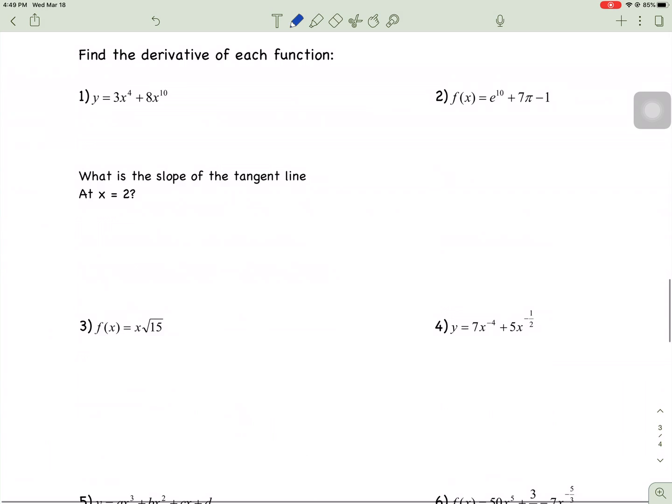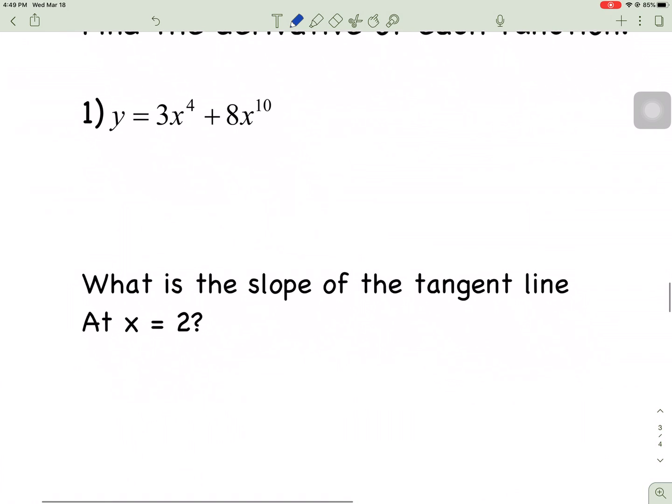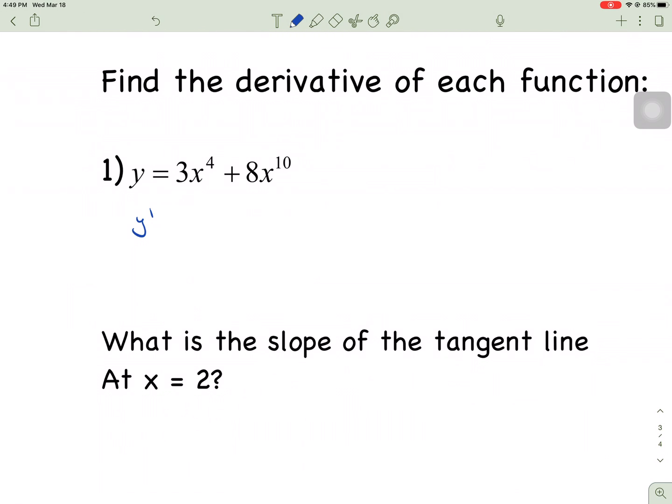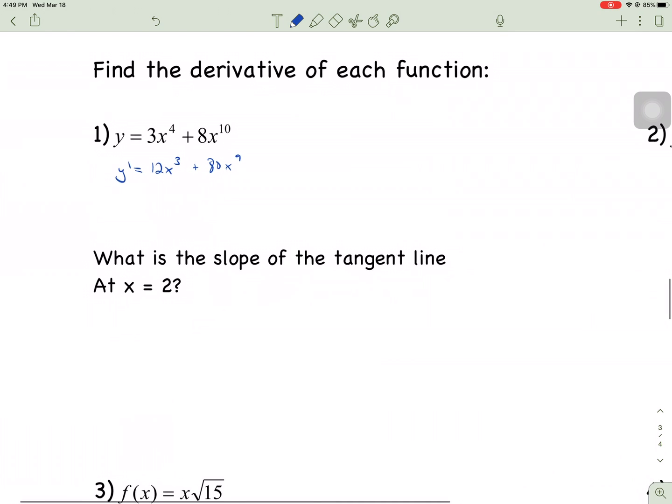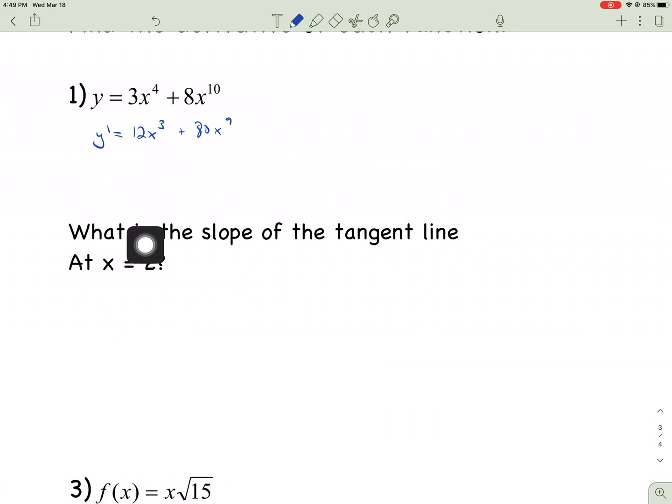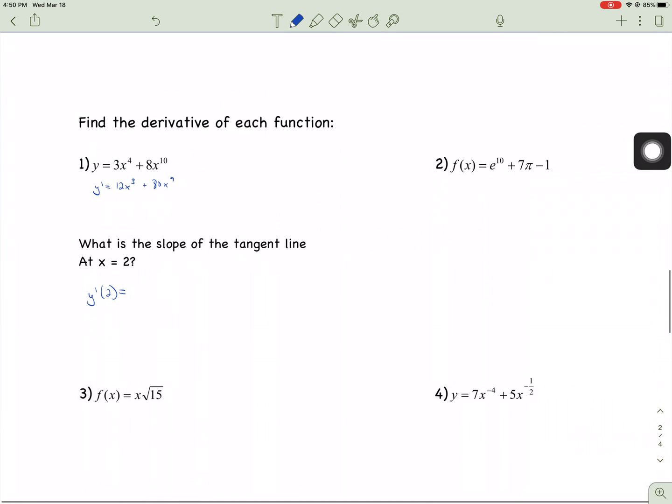And there's a whole bunch of practice in here. Find the derivative. Let's see. y prime equals 4 times 3, 12, x to the 3rd, plus 10 times 8, 80, x to the 9th. Then, if you have a derivative, what is the slope of the tangent line at this value? Simply plug in 2. So you would find y prime of 2 and substitute in. I'm not going to. That's a massive number. The slope is going to be enormous at that point.